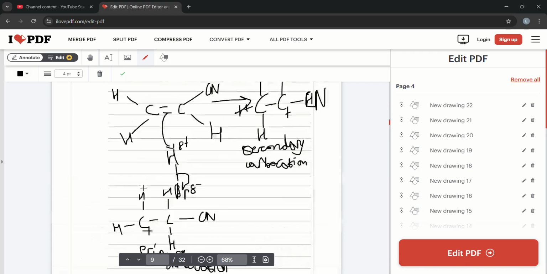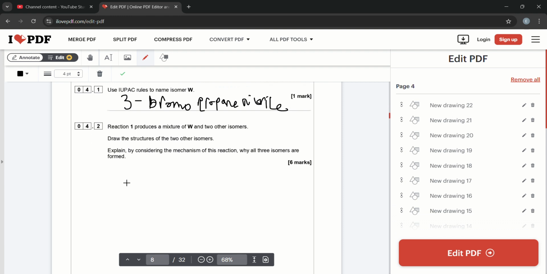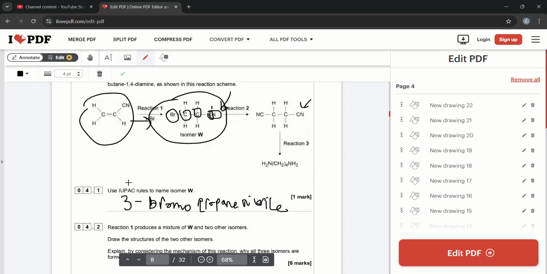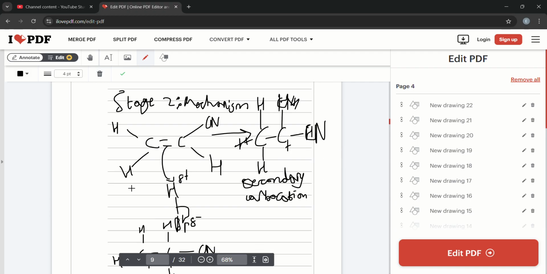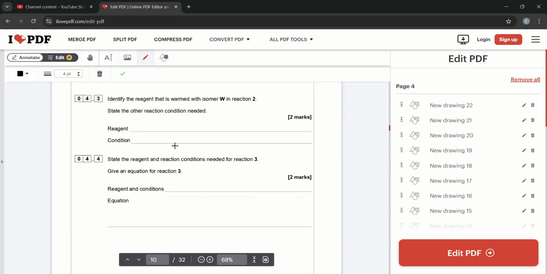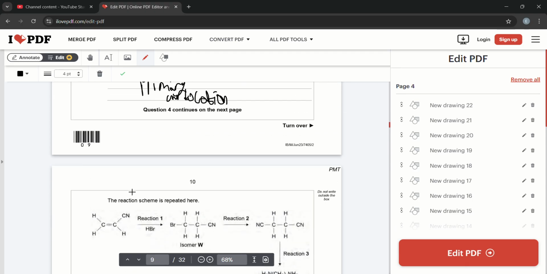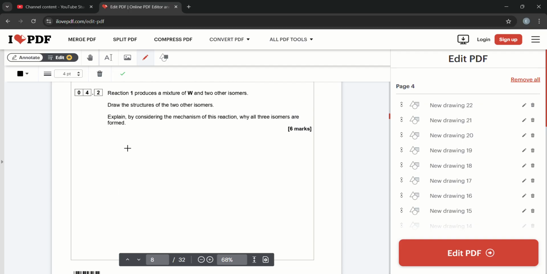Now for stage 3, where all 3 isomers are found. That's what I talked about previously. It exists as 2 optical isomers. Let's explain that in stage 3. If I have enough space, I'm just going to have to do it here instead.